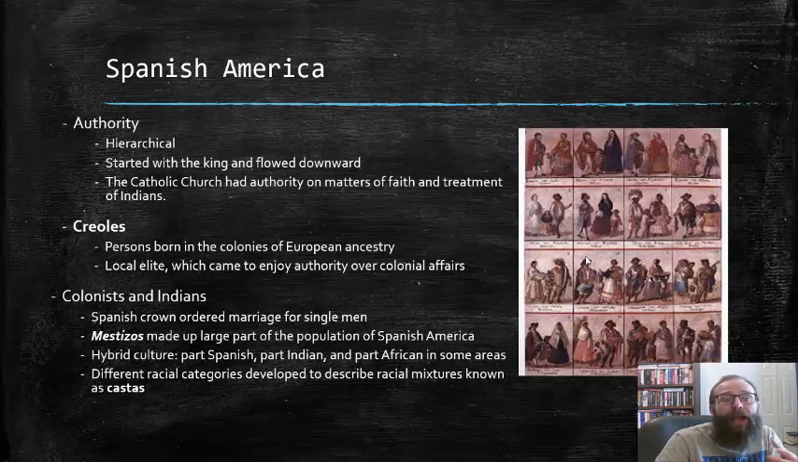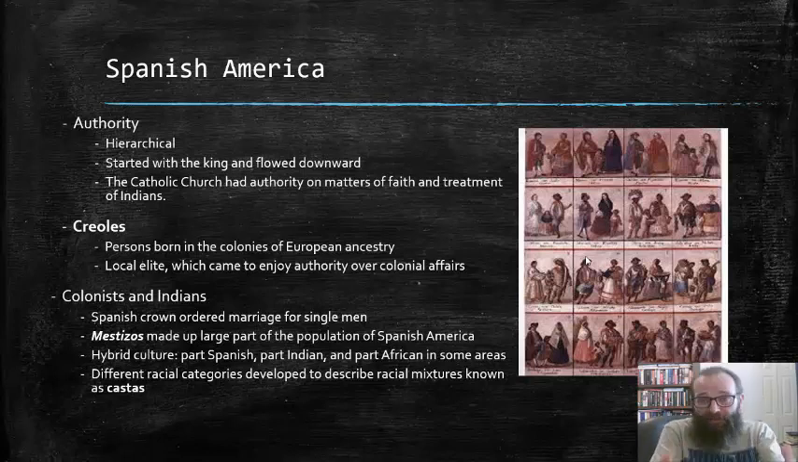And over time, a hybrid culture developed that was part Spanish, part Indian, and even part African in some areas. Contrary to the patterns in later English colonization, which very much kept ethnic and racial mixing to a very minimum, and when it did occur, it was generally frowned upon, this sort of mixing was actually encouraged in these Spanish regions.